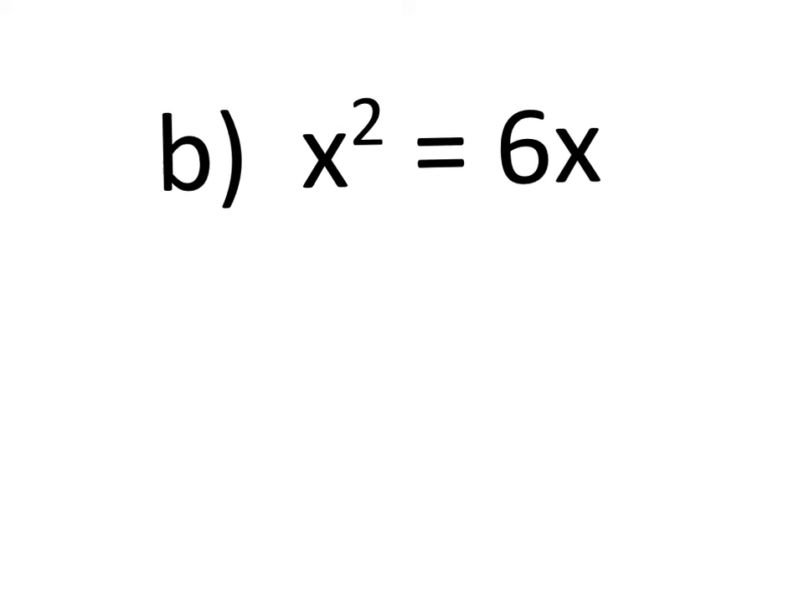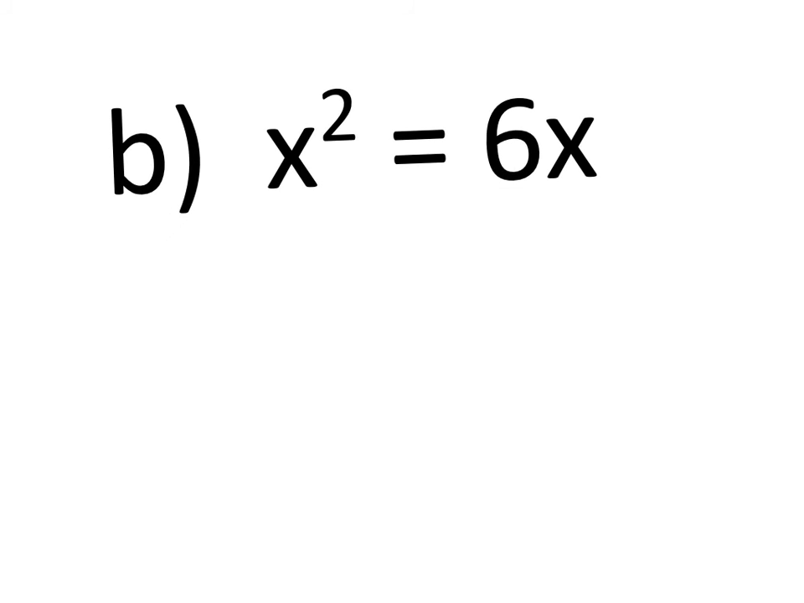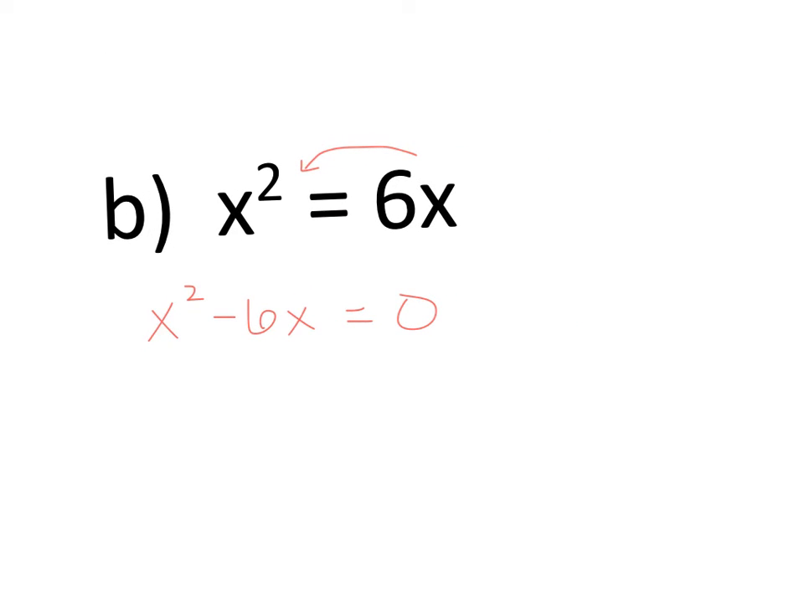Okay, so now on zero product property, it states that you must set it equal to 0 first. So we've got to go ahead and move this 6x over to the other side. So we will have x squared minus 6x equals 0. Okay, so always set equal to 0 first. So I'm going to put a step over here. Step 1: set equal to 0.